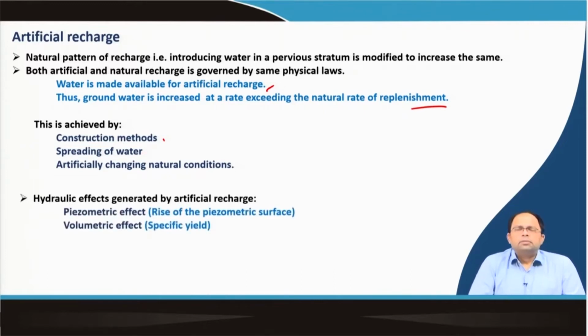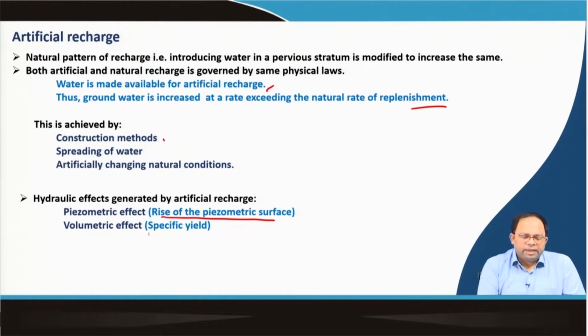Then two effects. When we talk about groundwater recharge, we have to be aware of two effects. These are hydraulic effects generated by artificial recharge. The first effect is the piezometric effect, that is the rise of the piezometric surface. That means the rise of the groundwater table. So via groundwater recharge we increase the height of the groundwater table. So this is the first point, and the other is the volumetric effect.